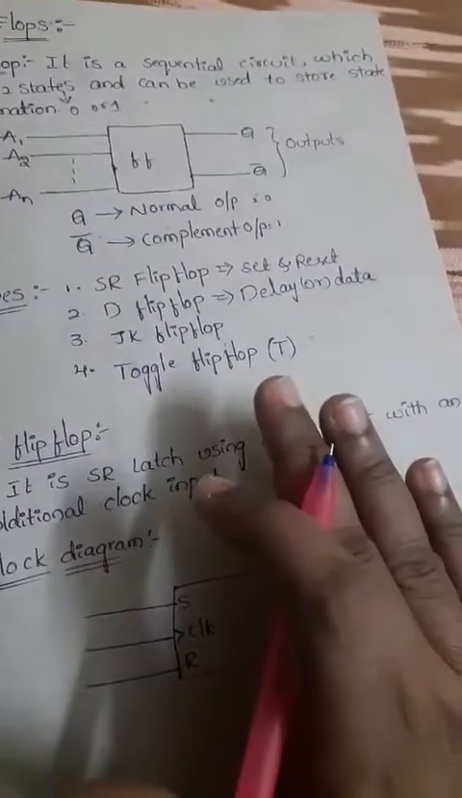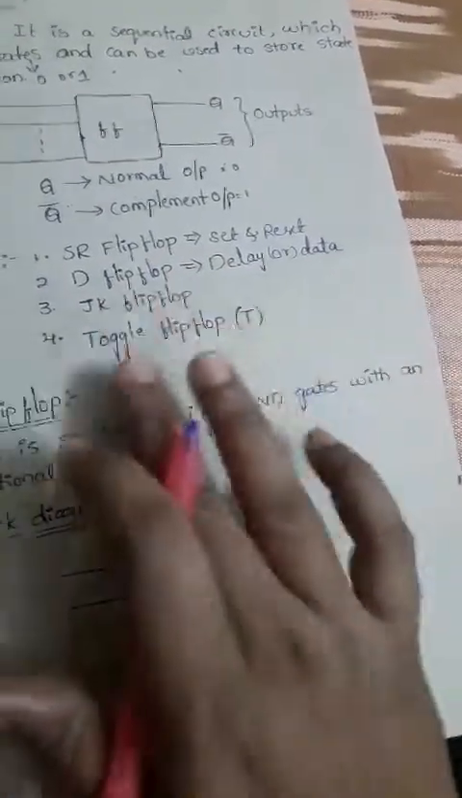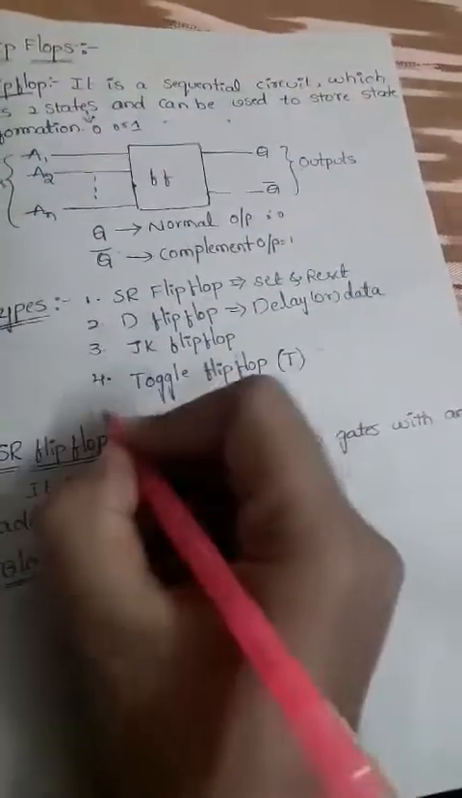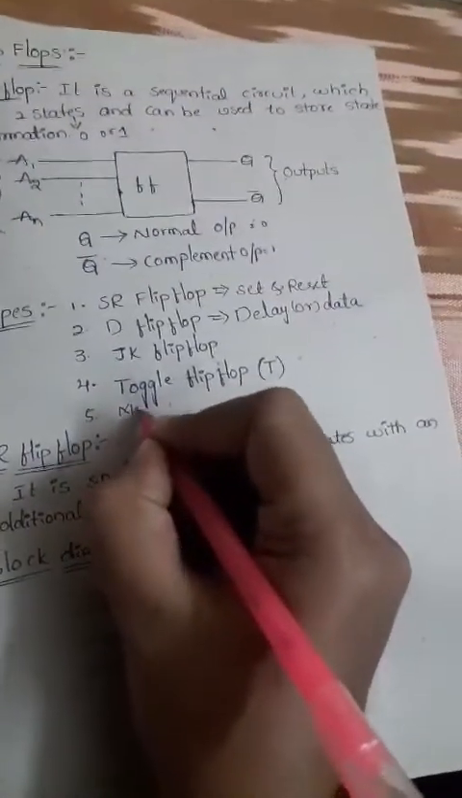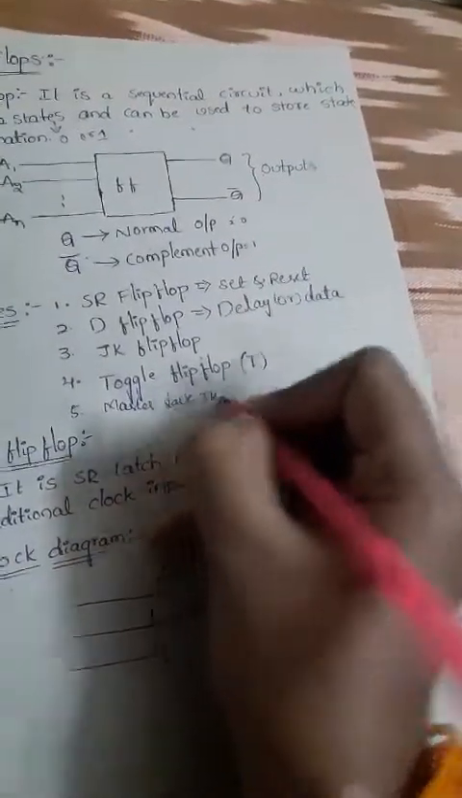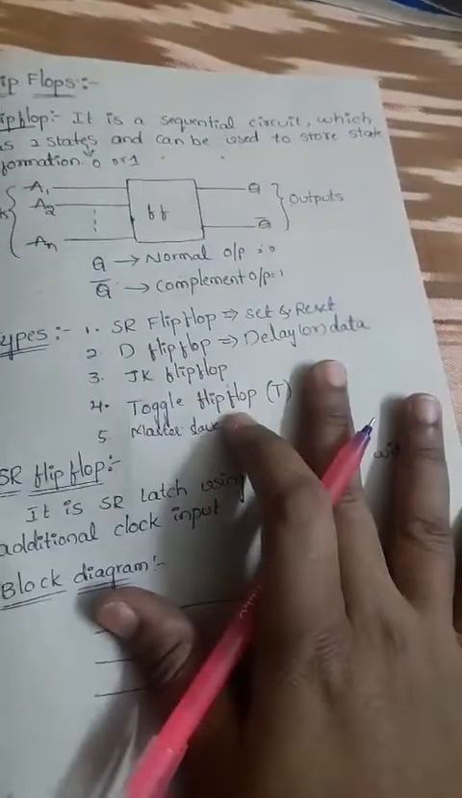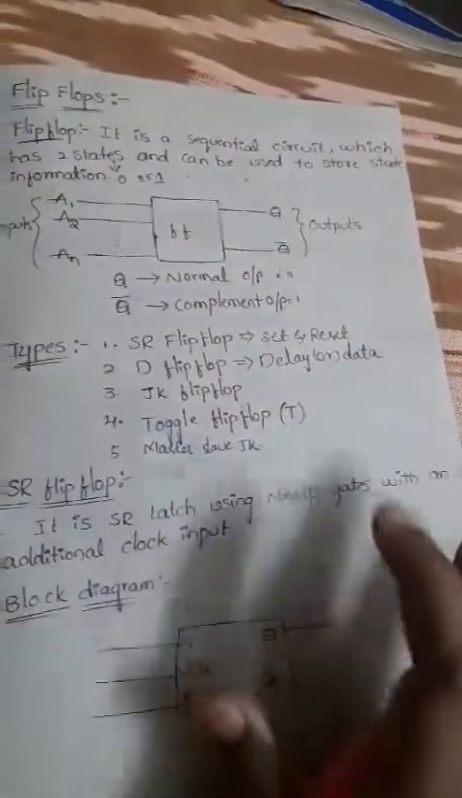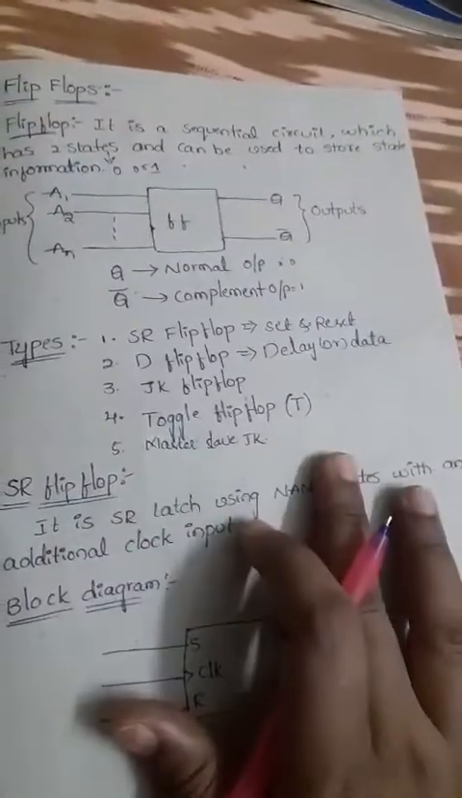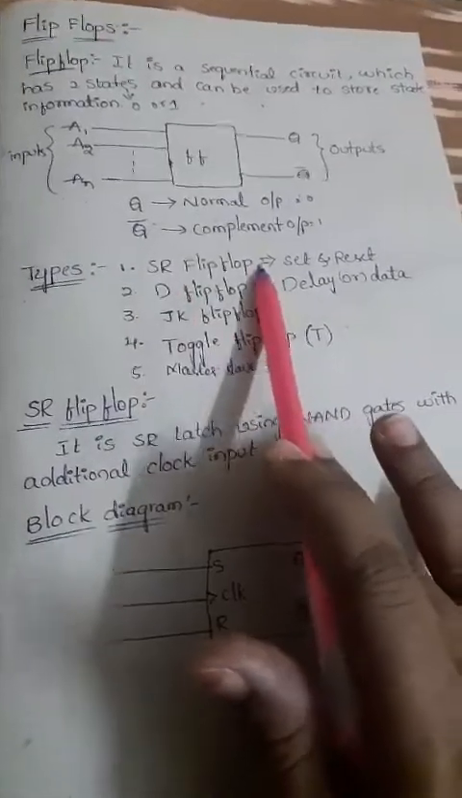The JK flip-flop can also be drawn as a master-slave JK flip-flop, which we will do later. Another type we have is the master-slave JK, which is drawn from the JK flip-flop only. If you know the JK flip-flop explanation, then the master-slave JK flip-flop is very easy. We will do it later. Now we'll go with the first one, the SR flip-flop.